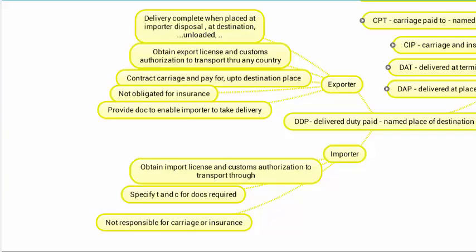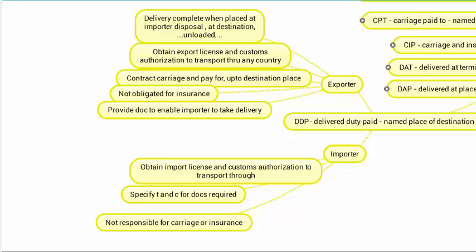Now we shall look at DDP, the last term among the 7 terms which are used for any mode of transport, delivered duty paid. This is a situation where the exporter will complete the delivery only when he places the goods at the importer's disposal at the destination, unloaded. In DAT and DAP, the goods are not unloaded. They are kept ready for unloading. While in DDP, it is unloaded from the arriving means of conveyance.